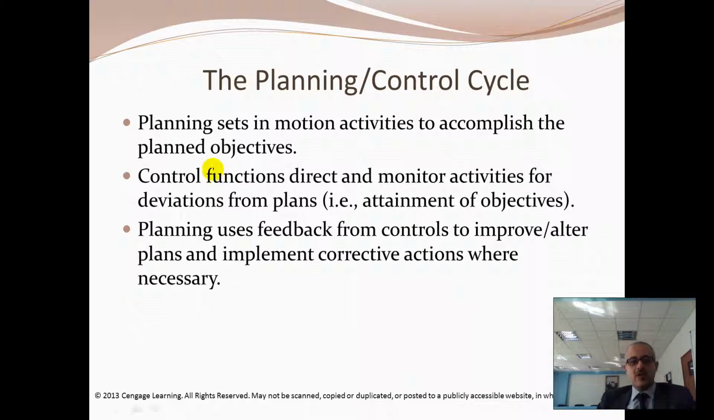The planning control cycle, we said, is when you plan and set in motion activities to accomplish the planned objectives. Control functions directly monitor activities and the attainment of objectives. And then planning uses feedback to control. How many managers always get feedback? Your manager always gets feedback. How many managers give you feedback? Does your boss give you feedback? The feedback is part of this control.